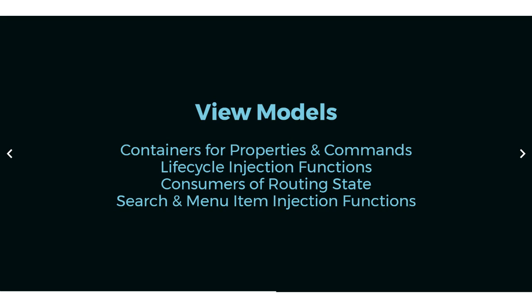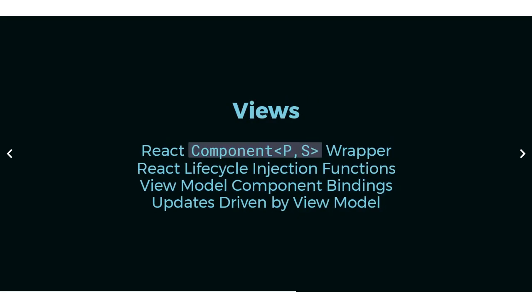On the view side, we have basically a wrapper around the React component class. We essentially provide a component property interface description, and then our state is actually going to be the view model itself. The React lifecycle injection functions also exist on the view. These injection functions are also passed down into the view models, and that's what I was talking about with the view model injection functions. And then we have view model component bindings, which are essentially our way of tying certain view components to a view model observable property or observable command in certain cases.